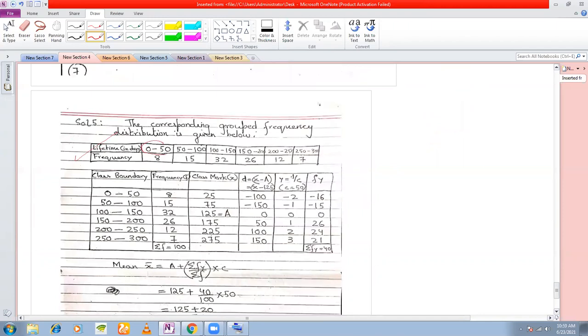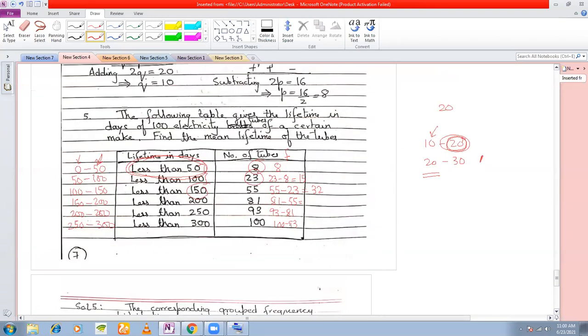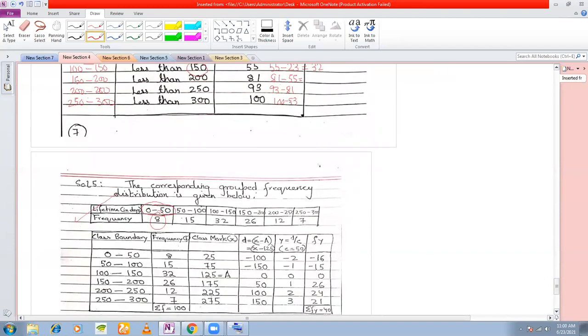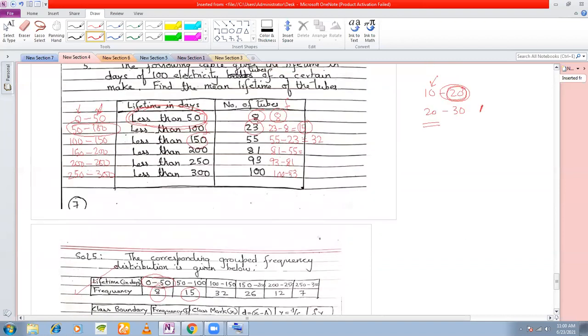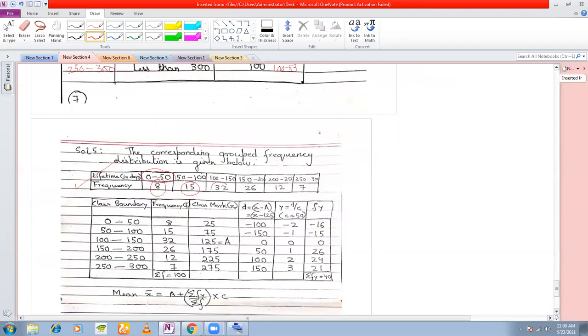So 0 to 50 for the first one, the frequency is 8, just as given here, 8. For the next one, 50 to 100, what is the frequency? 15. So here 50 to 100 you have 15. Next is 32 frequency. So the next that we get here is 32, and so on. So you construct this frequency distribution table first.